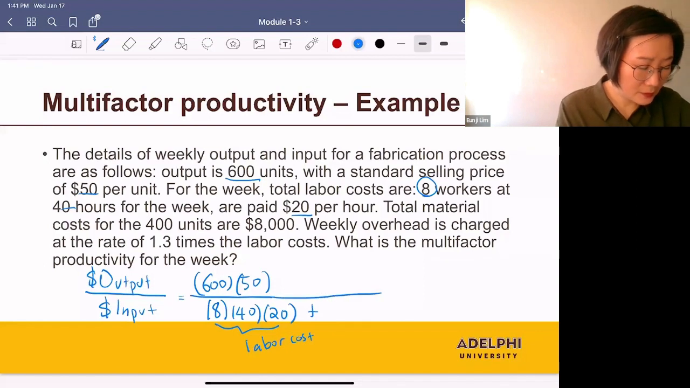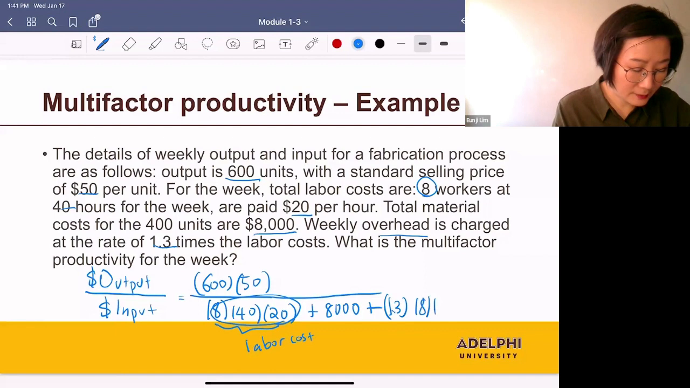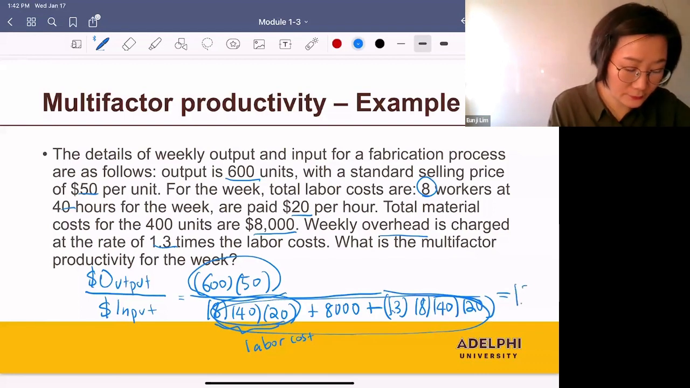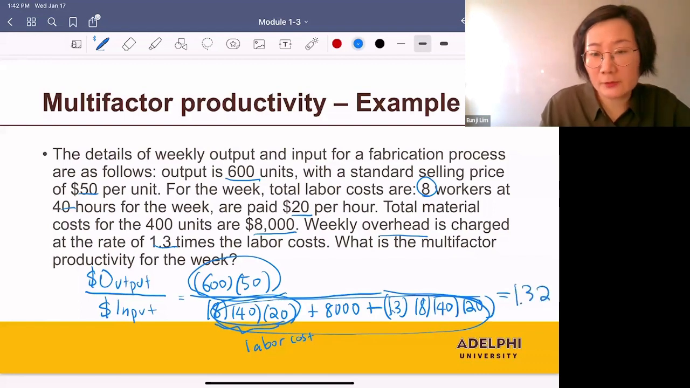Now, what else did you use? The material costs are $8,000. And there was the overhead, and it's 1.3 times the labor cost. So 1.3 times the labor cost, which is this, 8 times 40 times 20. So compute the numerator, compute the denominator, and divide, and you get 1.32. That's the multi-factor productivity.